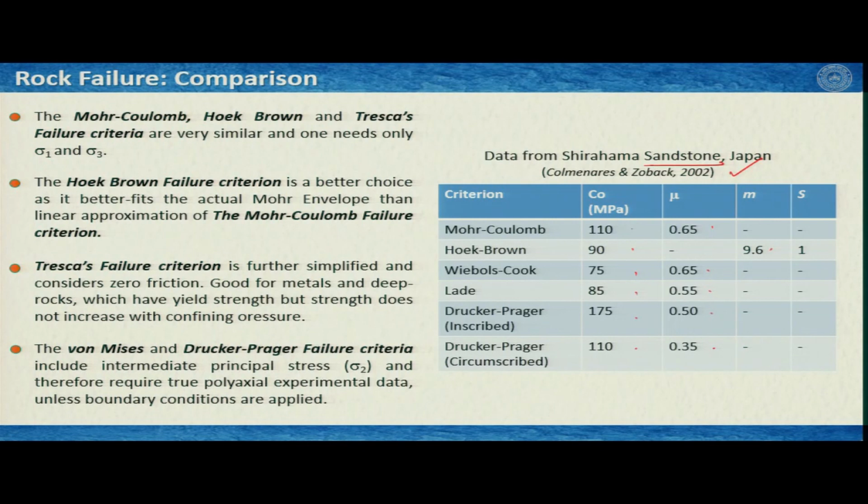The von Mises and some related Drucker-Prager failure criteria include the intermediate principal axis of stress sigma 2 and therefore require true polyaxial experimental data unless you have some sort of boundary conditions. I mean, if you are doing it in 2D, then you can exclude sigma 2 and deal with only sigma 1 and sigma 3.